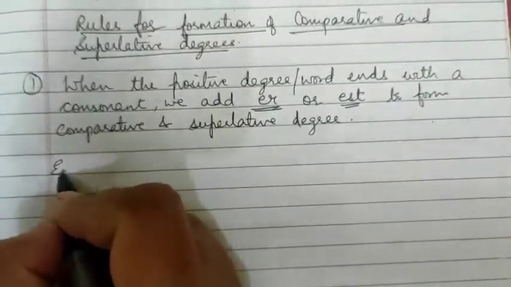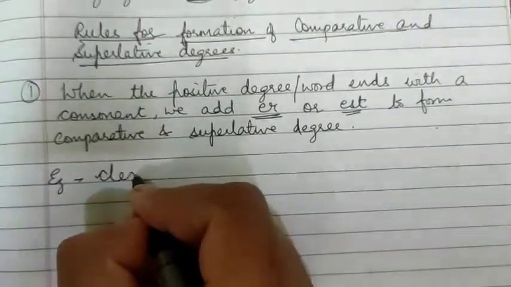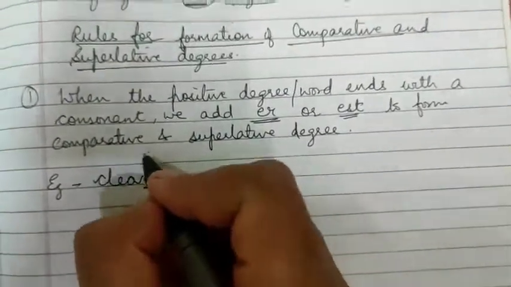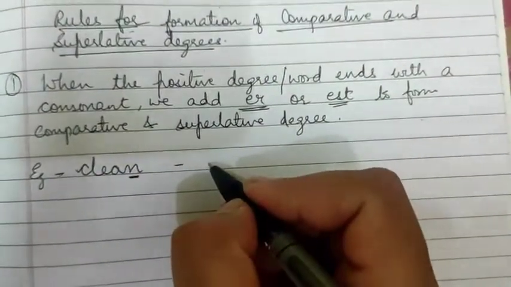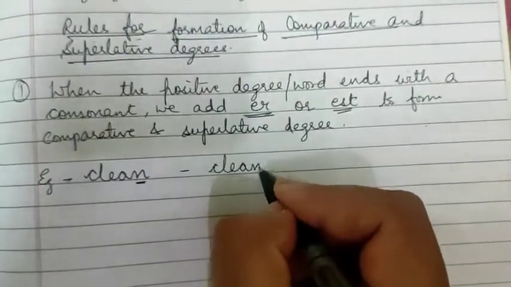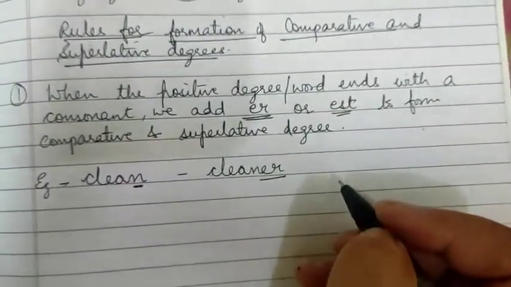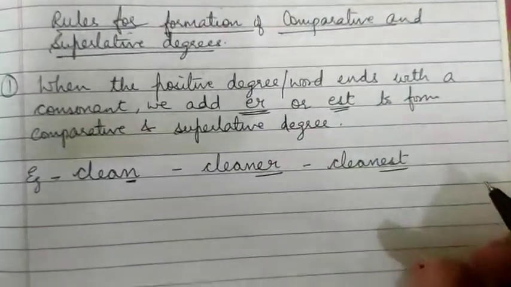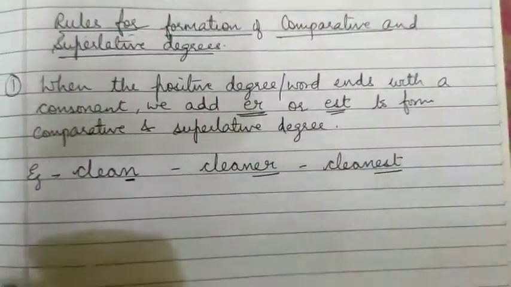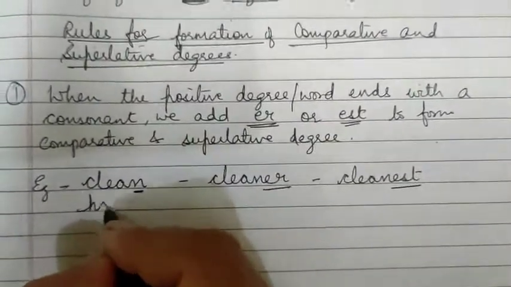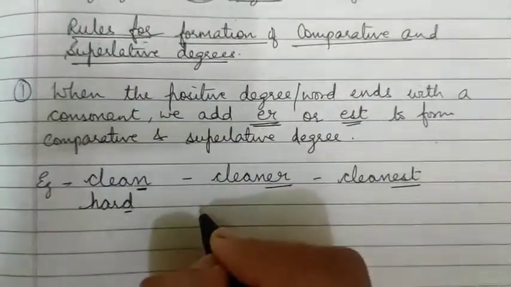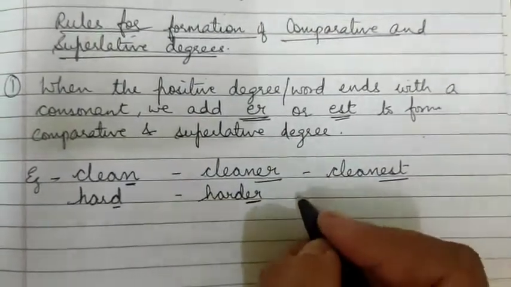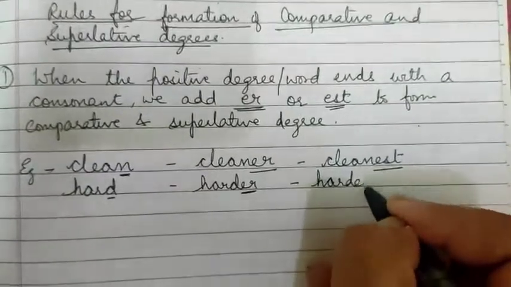For example, clean. Children, you can see here the word clean ends with a consonant. So when we convert it into comparative degree, we will write cleaner. ER is added in comparative degree and cleanest, EST is added in superlative degree. Let me give you one more example. Hard. D is a consonant. Harder, ER is added. Hardest.